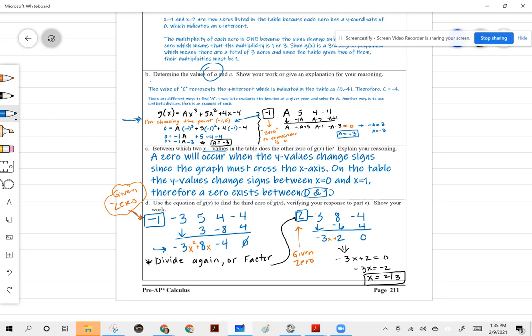Personally, I think it's easier to use synthetic division, so I go ahead and use synthetic division. I get -3x plus 2. Because it is a zero, I know that my remainder is 0, and I'm also looking to find the zero of the function. That's why I'm setting it equal to 0, and I find that the other x value is 2/3.